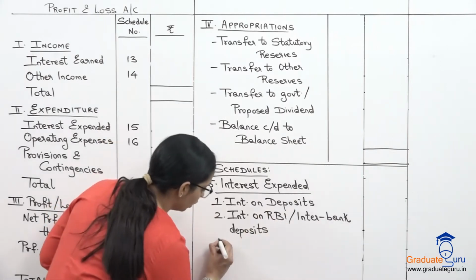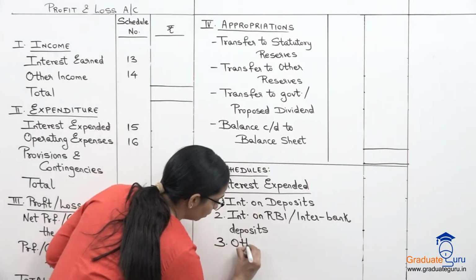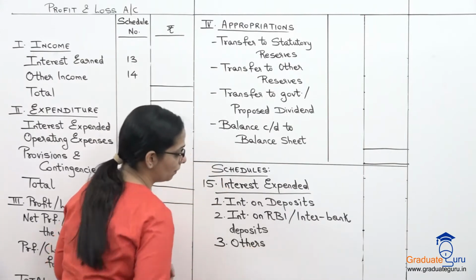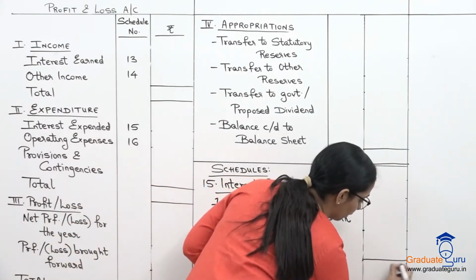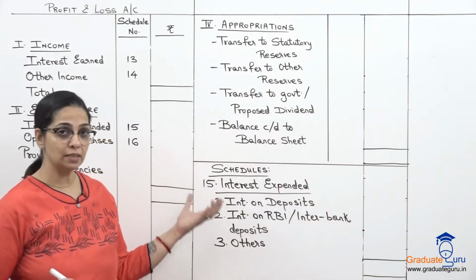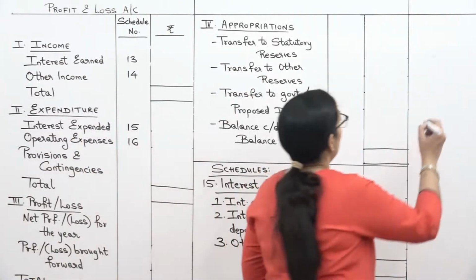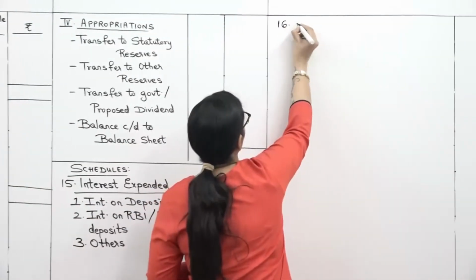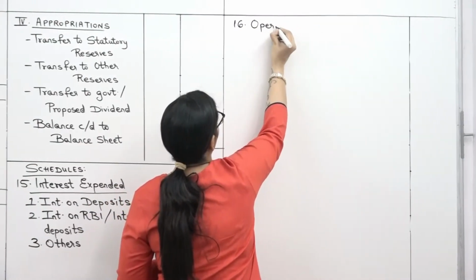And finally, like all schedules, we have others. So any other interest which the bank is paying, that will come over here. So this will be our total of interest expended. And then we go to our last schedule, which is operating expenses.